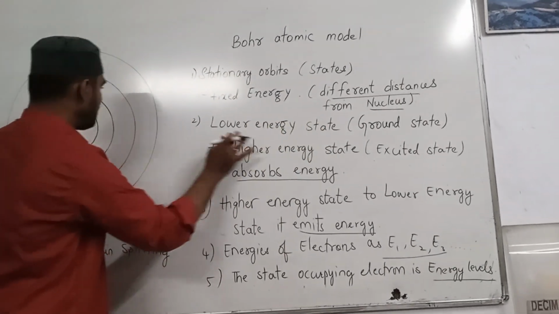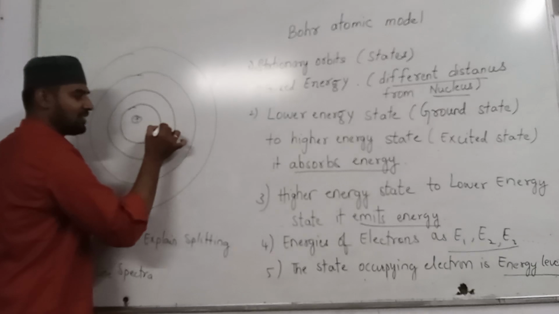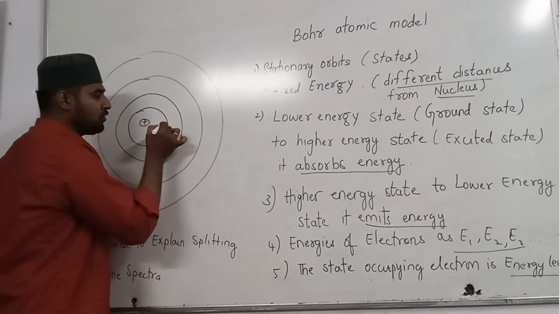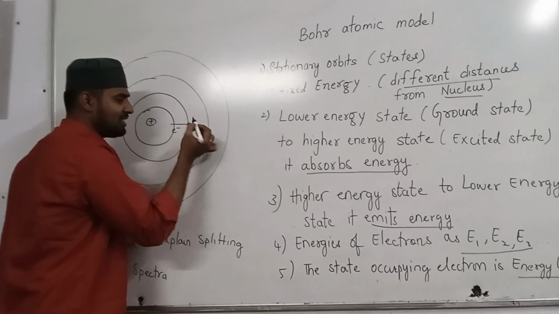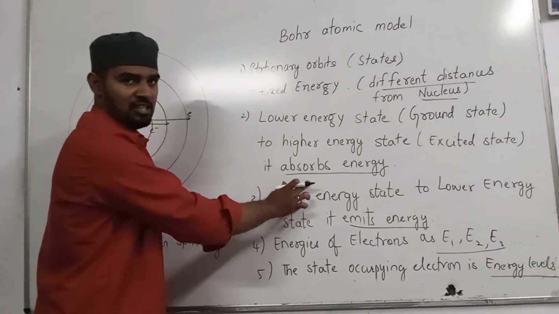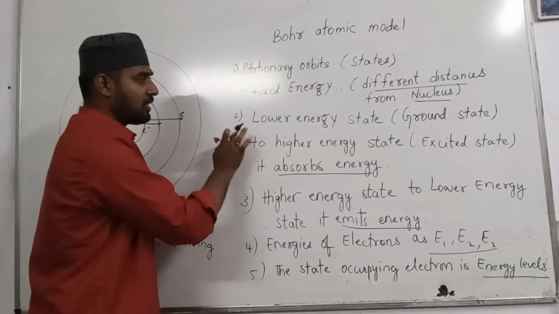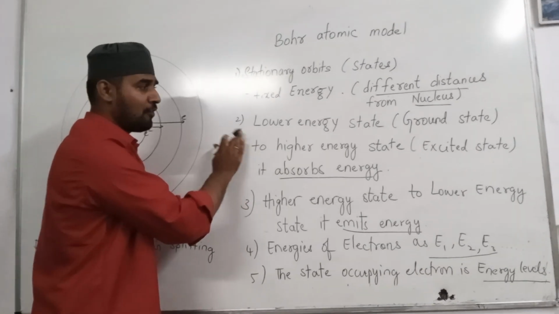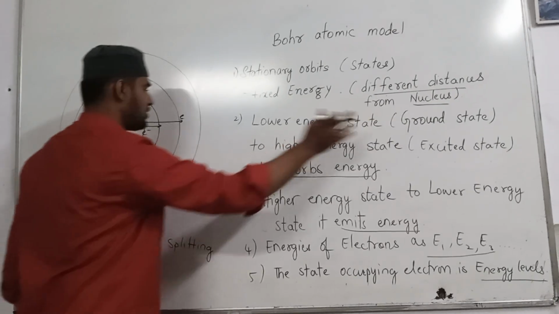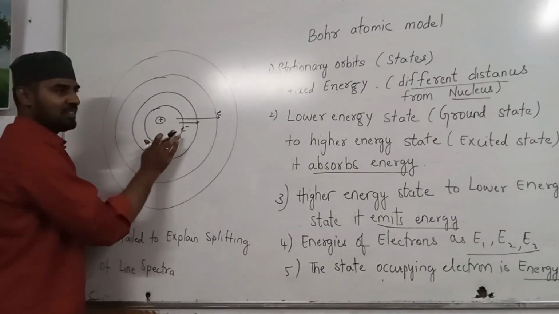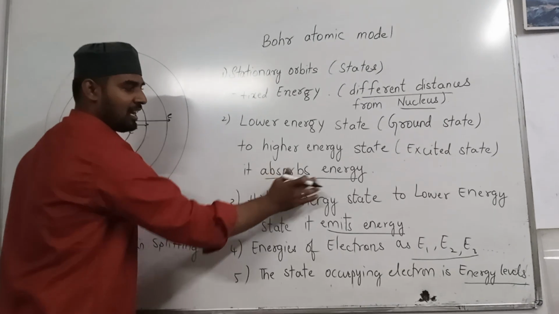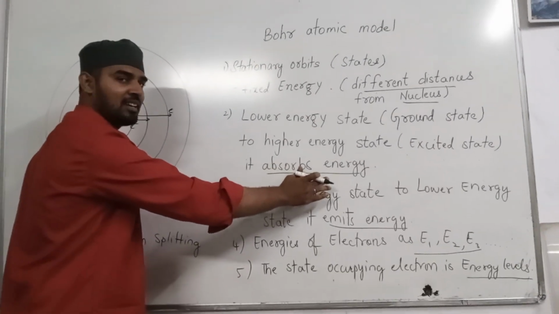Now coming to the second postulate, the lower energy state, or ground state. Let's imagine there is an electron at the lower energy state or the ground state. When the electron jumps from the lower energy state to a higher energy state, it absorbs energy. I repeat, the second postulate highlights that when an electron jumps from the lower energy state, the ground state, to a higher energy state, the excited state, it absorbs energy. That is the second postulate.